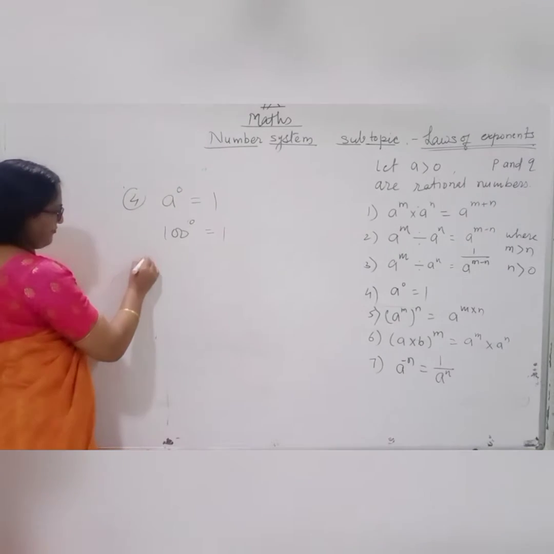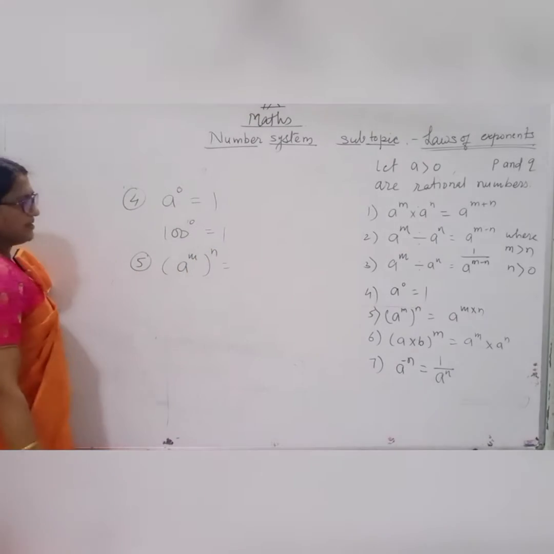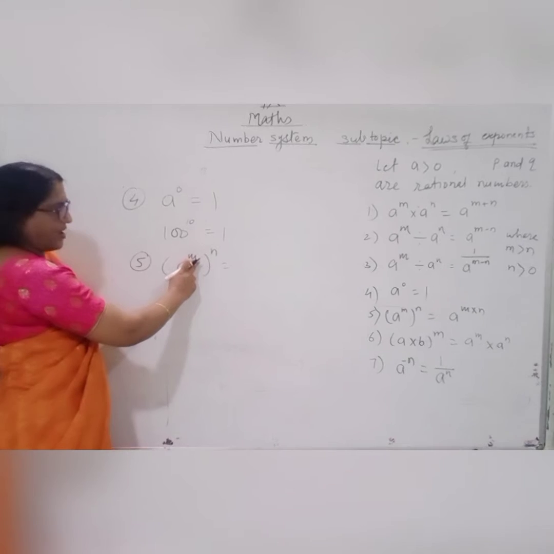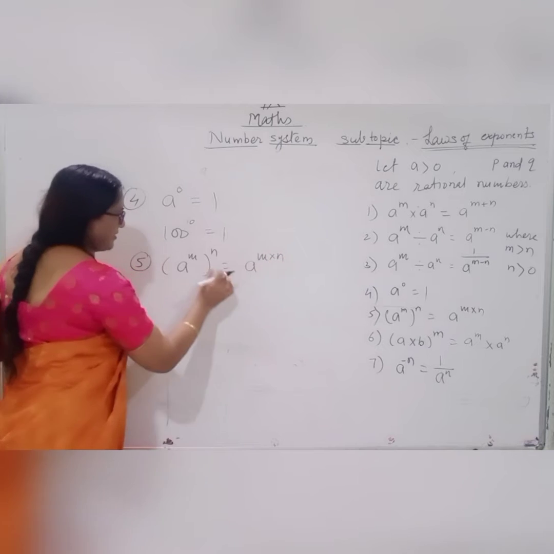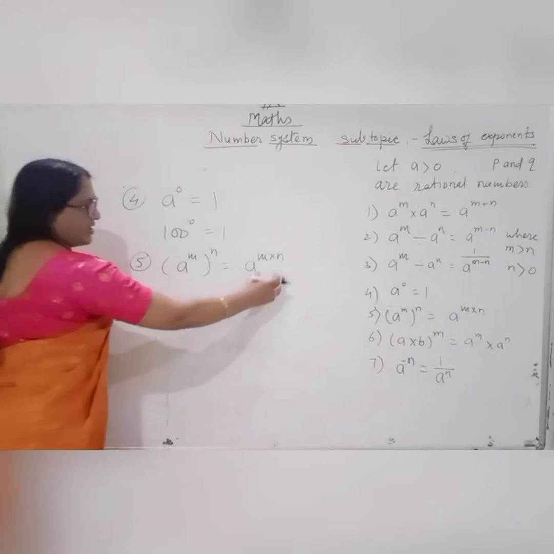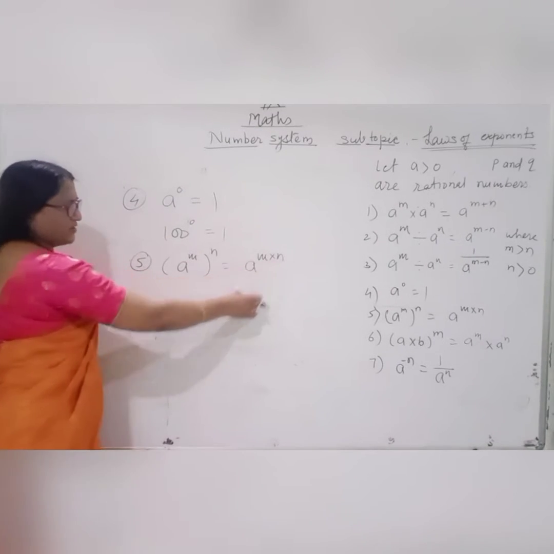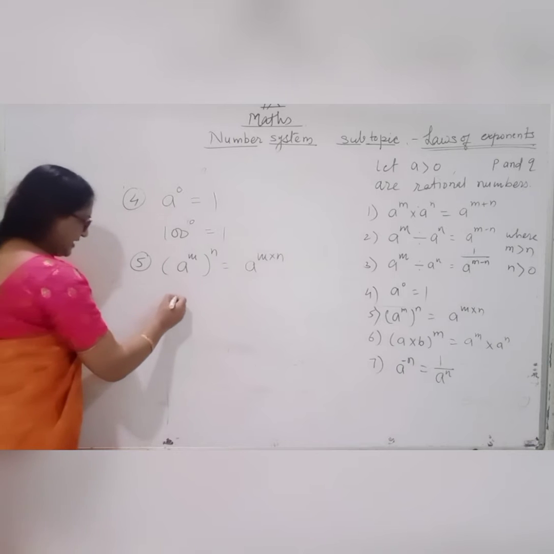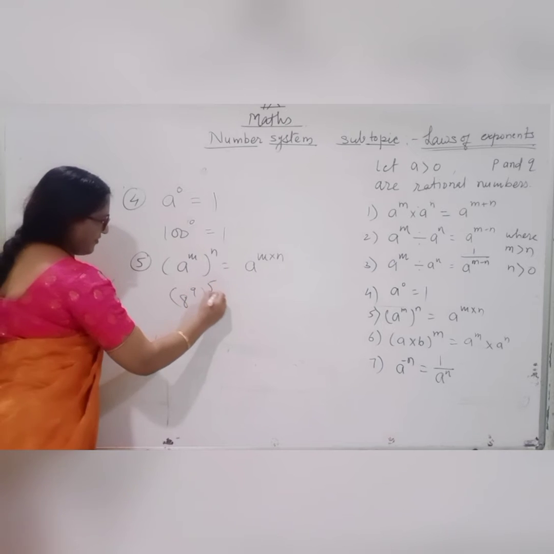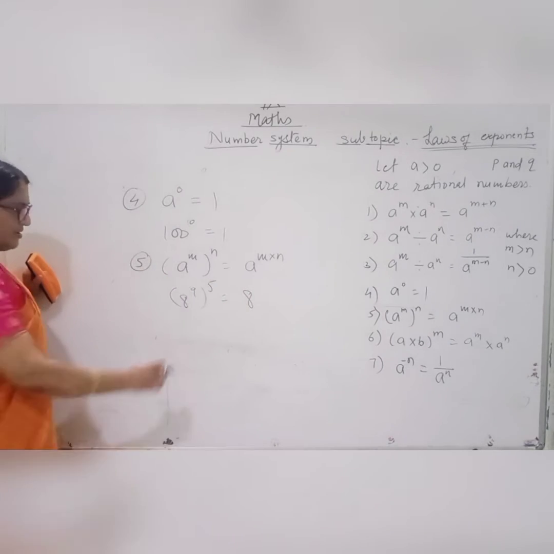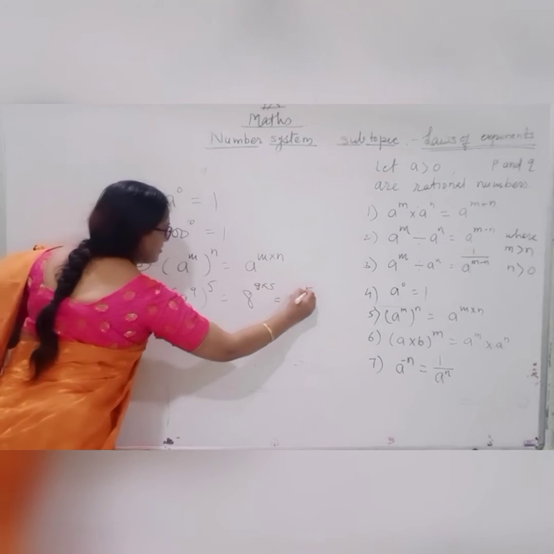Next is number 5. a raised to the power m, whole raised to the power n, is equal to a raised to the power m multiplied by n. If there is a power of a power, then the powers get multiplied. For example, 8 raised to the power 9, whole raised to the power 5. That means 8 raised to the power 9 multiplied by 5. 9 fives are 45. 8 raised to the power 45.